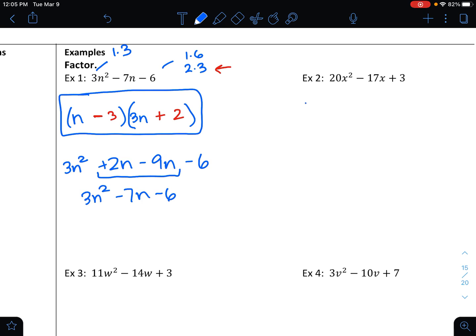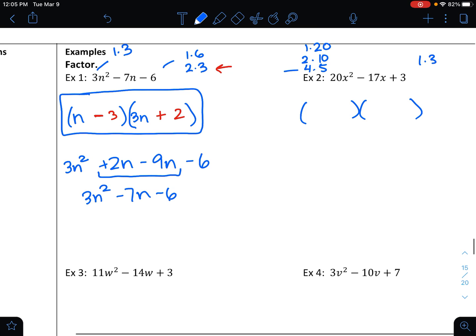Okay, number 2, I'm going to start with parentheses. So I need factors of 3, so only one set, 1 and 3. 20 has several, so 1 times 20, I always start with 1, then try 2, then try 3, and so forth. 2 times 10, 3 won't work, but 4 will, 4 and 5. Okay, I am going to start at the bottom of my list. So 4 and 5 I'm going to begin with.